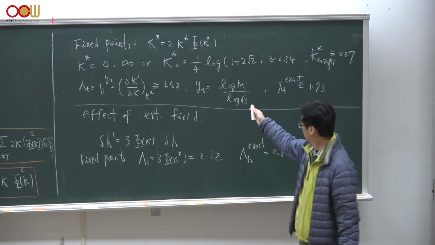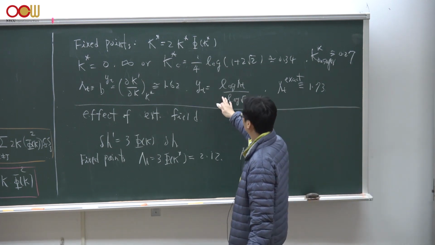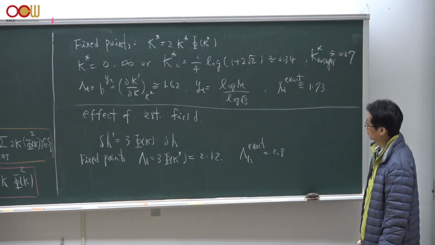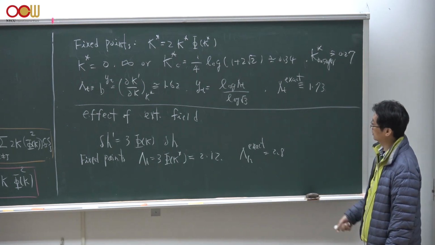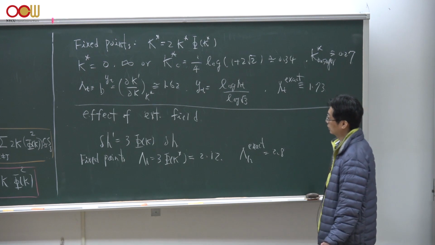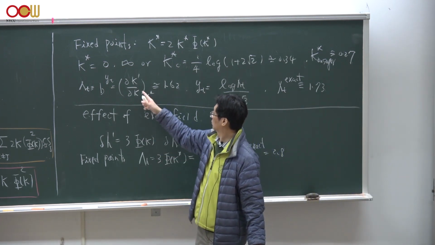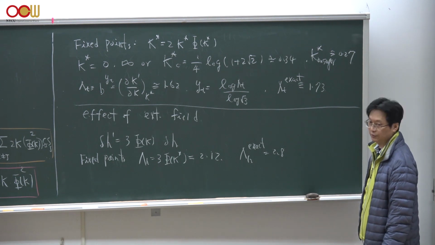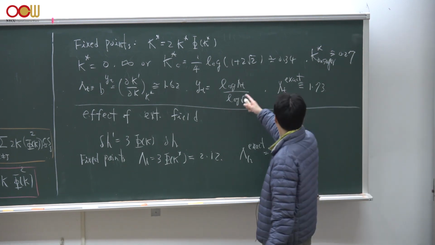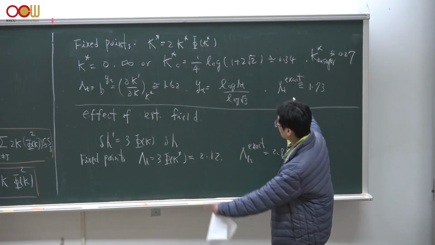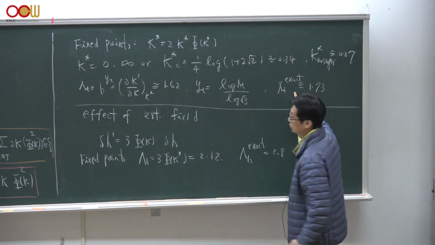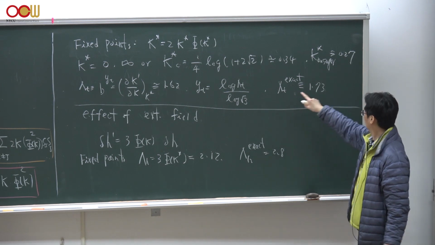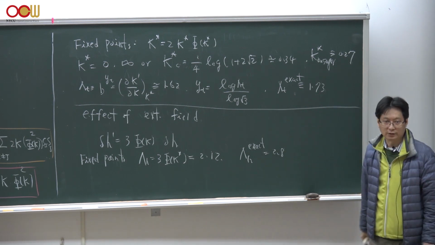And next we could just evaluate this exponent yt by using the definition that we defined earlier, that lambda t is actually the scale factor b to the power of yt, which is the partial derivative of this k prime with respect to k at the fixed point value. And this can be evaluated and compared with the exact result, which is really, really close: 1.62 for this RG and 1.73 for the exact method.